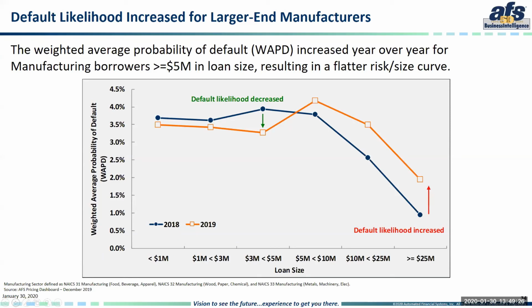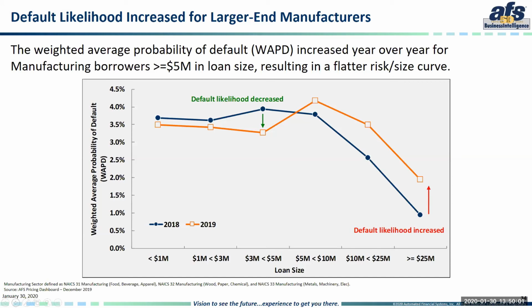Now, in terms of default expectations for manufacturing, we observed a really interesting contrast between large and small loans in the sector. So for the manufacturing industry, the weighted average probability of default decreased, or said another way, improved, year over year for the size segments below $5 million. Above this threshold, default estimates actually increased or deteriorated over the same period. And since the larger deals in the sector overwhelmingly comprise most of the loan volume, the overall weighted average PD for manufacturing also increased.